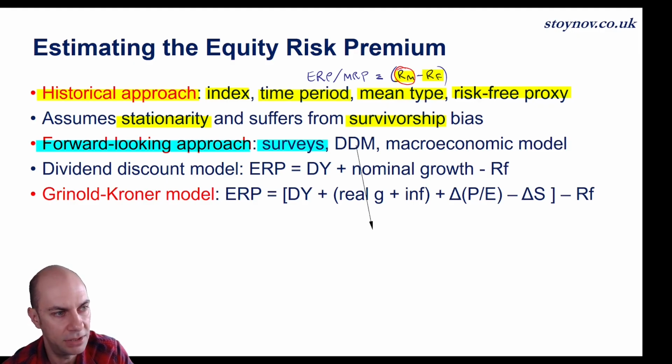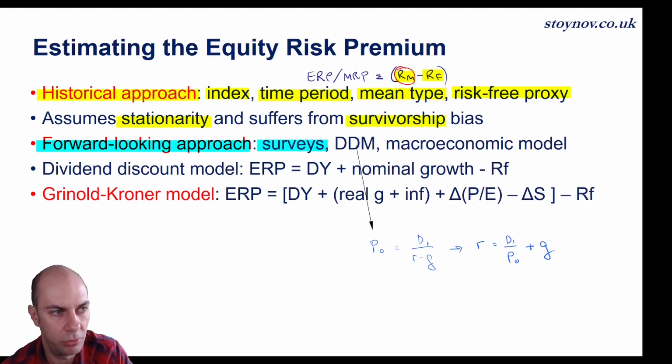So if we remember the dividend discount model, it simply says P0 is D1 over cost of equity minus growth rate. Well, if we rearrange that, we can say the implied cost of equity is given by the leading dividend yield plus the nominal growth rate in dividends.